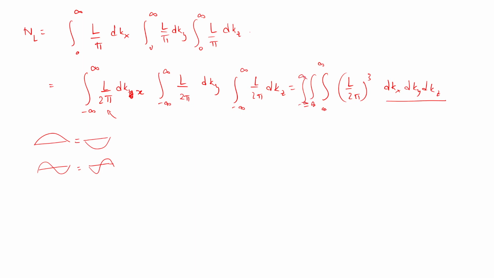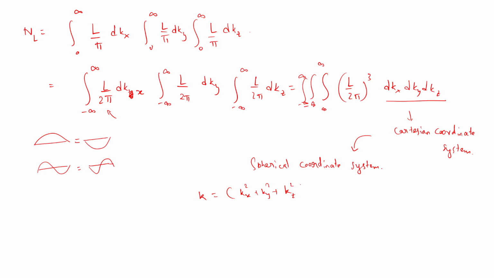Now you see this thing is in the Cartesian coordinate system. What we are going to do now, let us change the coordinate system to the spherical coordinate system. Here we'll define a quantity k as kx square plus ky square plus kz square to the power 1 by 2.